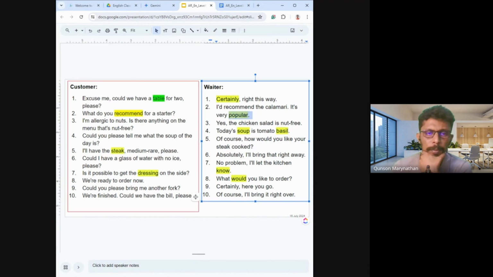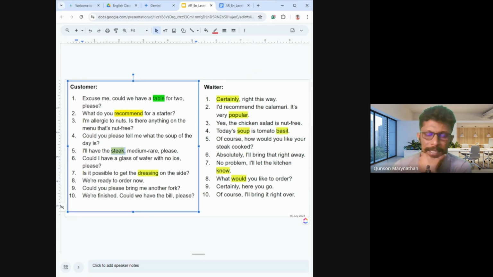This is popular. Popular. It's popular. This is soup. This is not soup. This is soup. And this one is basil. This is steak. This is steak. And this one is dressing. Okay, this is dressing. It starts with a D.